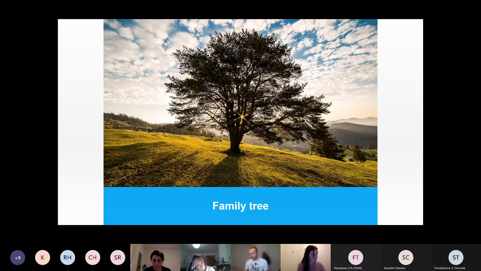Oh, and then grandchildren are called kleinkinderen. Just not like grand, but like small. Aww. Little tiny baby children. All right. That is it for family member names.